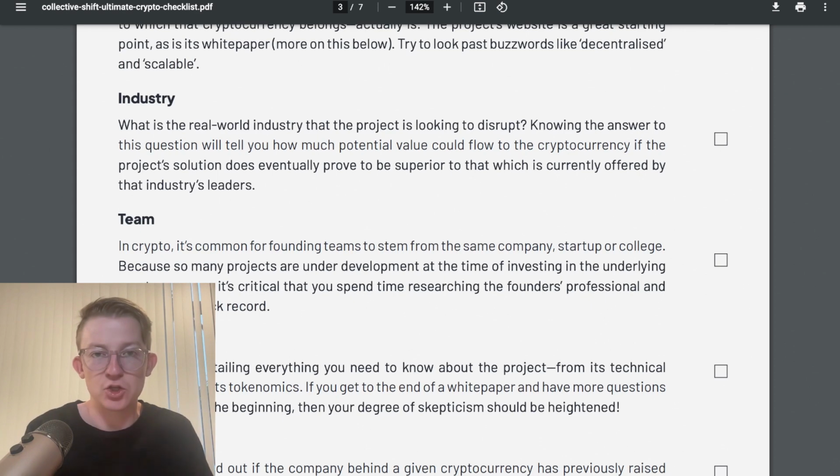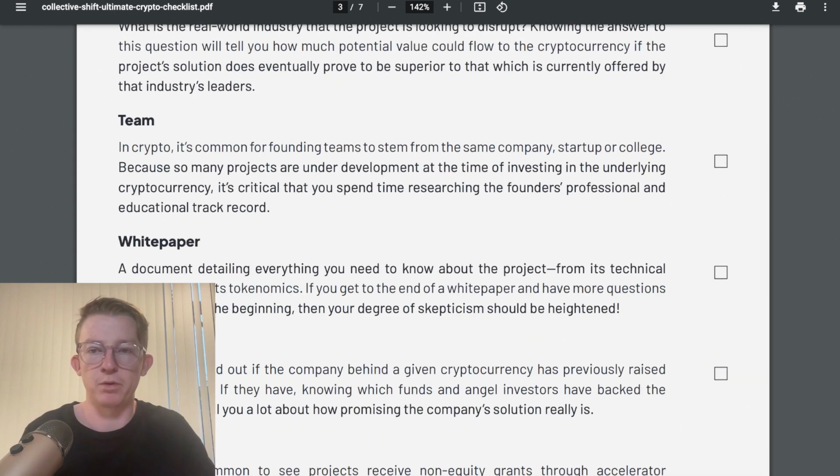Number 2 is the industry. What is the real world industry that the project is trying to disrupt or win? For example, one of our favorite crypto projects that we've invested heavily in here at Collective Shift is Maple, which is disrupting the DeFi industry for institutional companies and investors. So looking at any crypto project, ask what they are trying to disrupt in the real world. Because we see a lot of crypto projects try and build companies that don't need a token or a blockchain. They're just doing it for maybe a cash grab, or they think they need it, but they're not actually solving a real world problem.